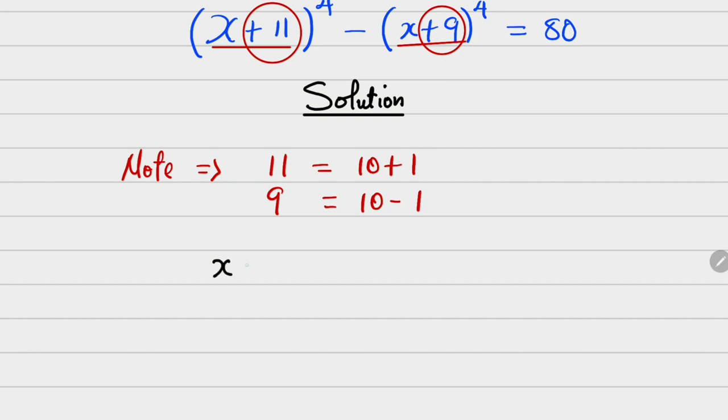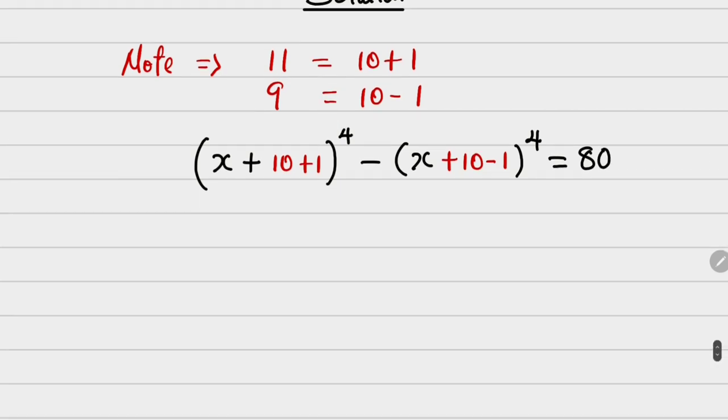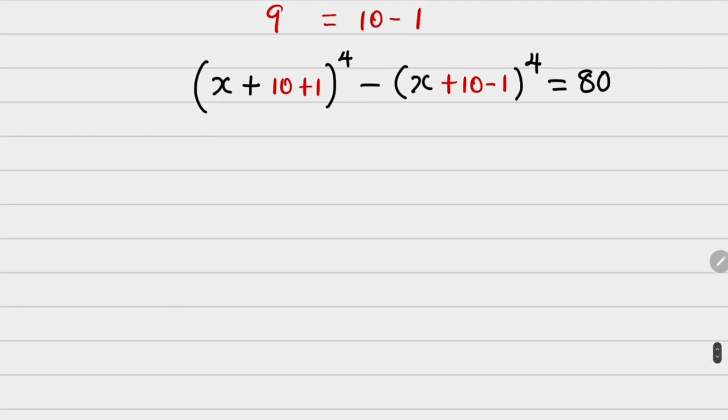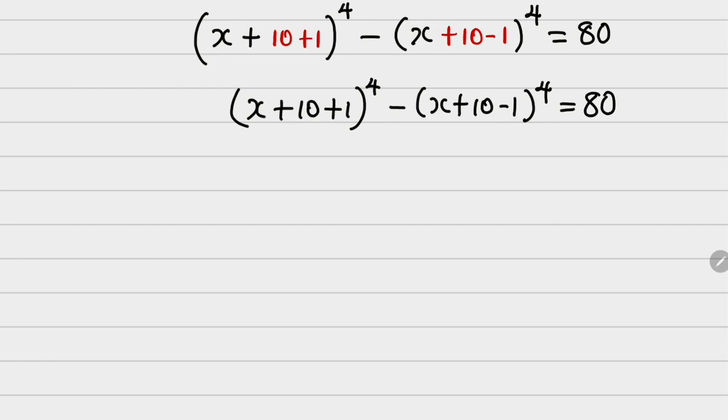So that I'm going to have x plus, instead of 11, 10 plus 1. Now, this is all raised to power 4. Then minus, I'm going to have this x, and instead of 9, I'm going to have plus 10 minus 1. Now, this is raised to power 4 is equal to 80. Very important. Now, since this is what we have, we take note of x plus 10 in this case.